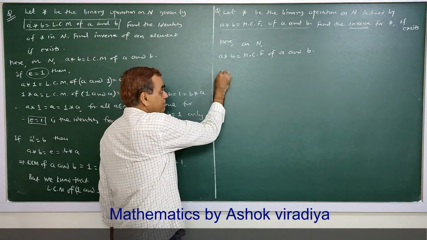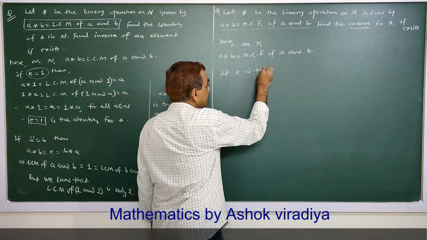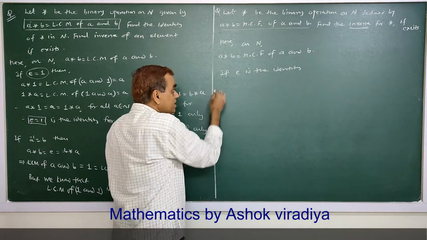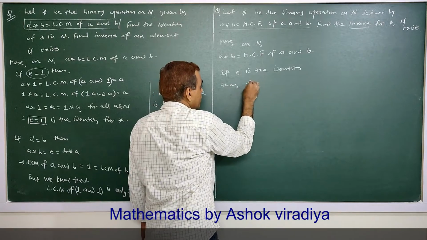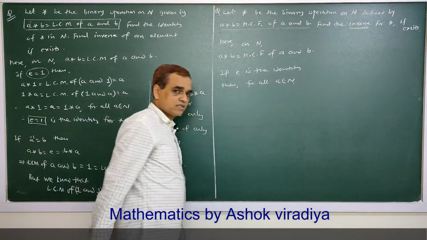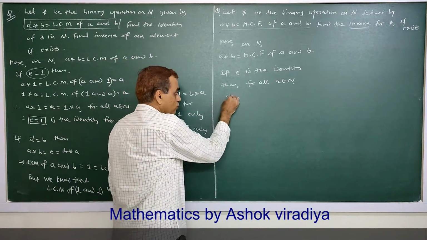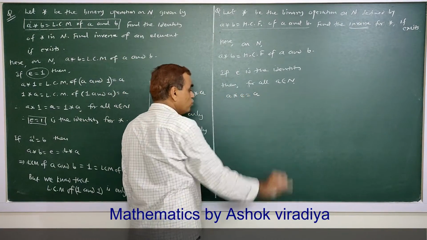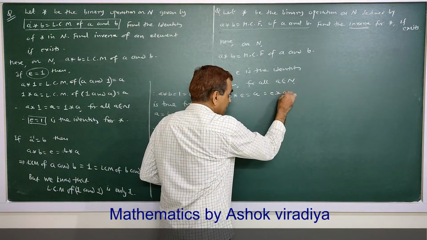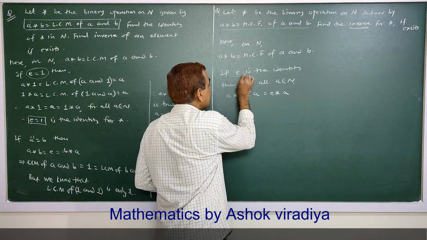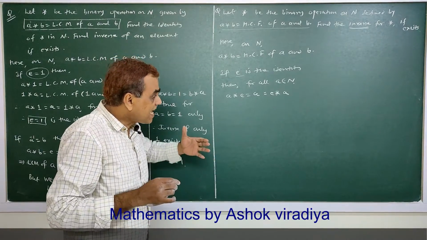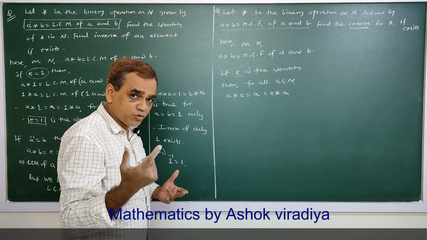Now see, if E is the identity, then for all A belonging to N, we must have A star E equal to A equal to E star A. So we must have identity element E satisfying this condition. Now, does it exist? What is its value?